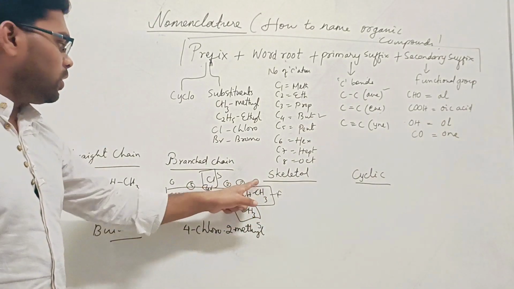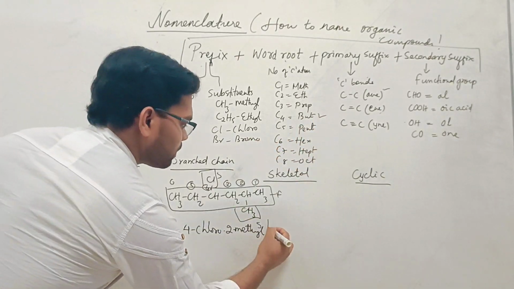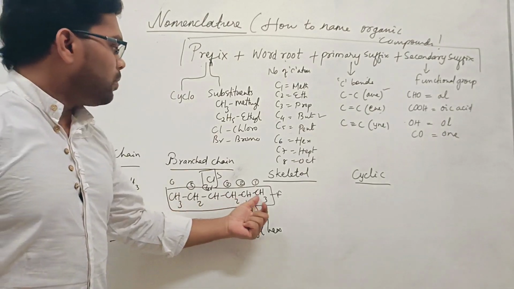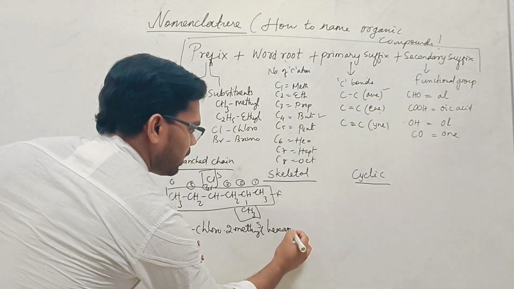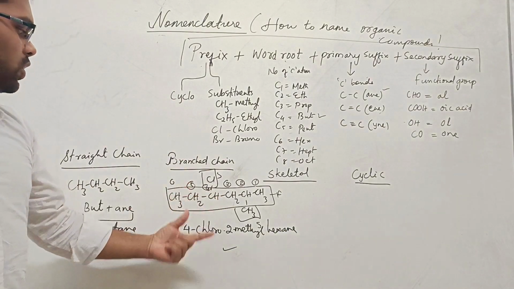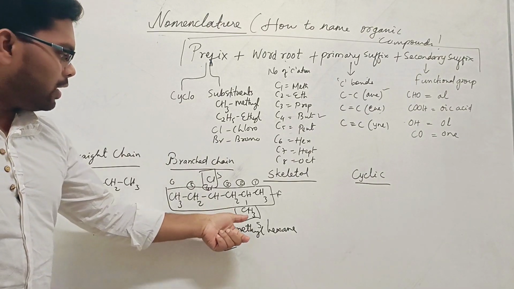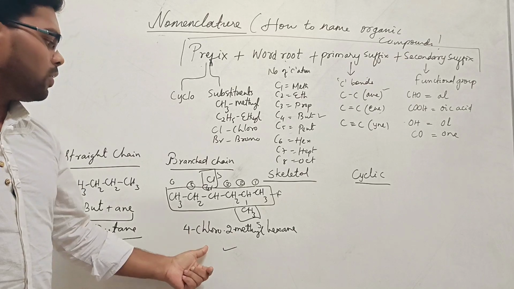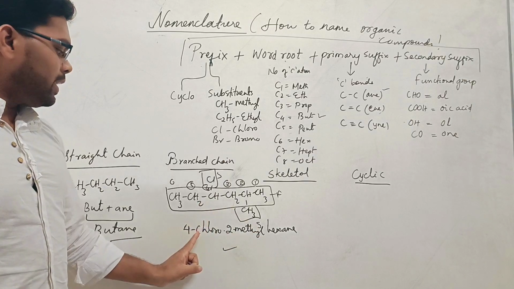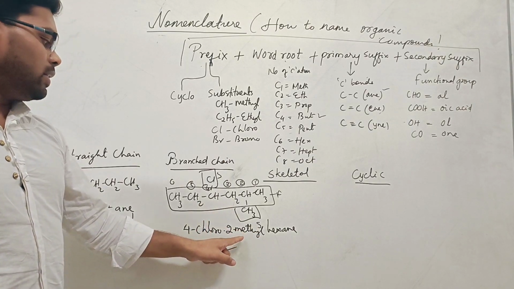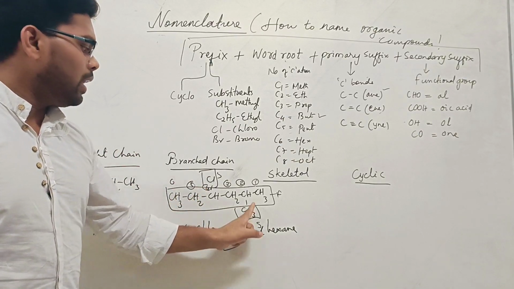Total number of carbon atoms 1, 2, 3, 4, 5, 6. 6 means hex. And all the carbon bonds are single bonds, so we write N. So hexane. Alright, so the name of this branched compound is going to be 4 chloro 2 methyl hexane. So you will say, why can't we write 2 methyl 4 chloro first? I just wrote it in terms of alphabetical order. Alright, C comes first in the alphabet, therefore I wrote 4 chloro 2 methyl hexane.